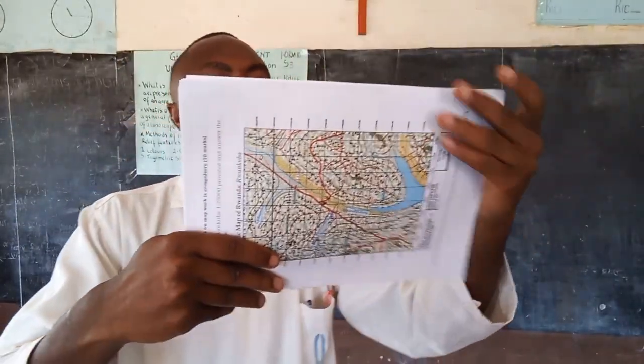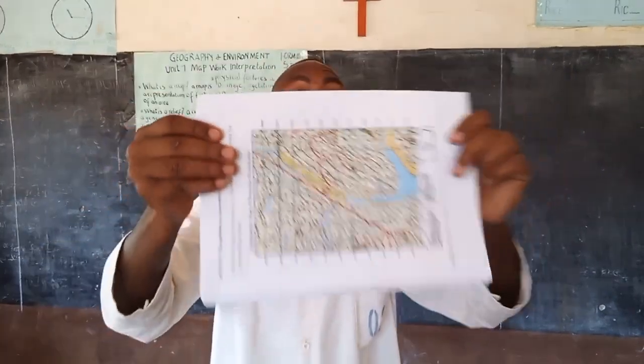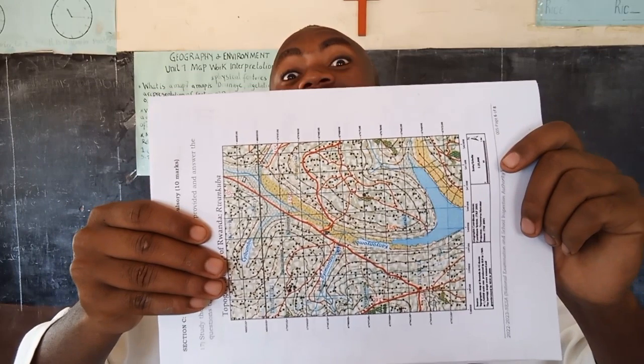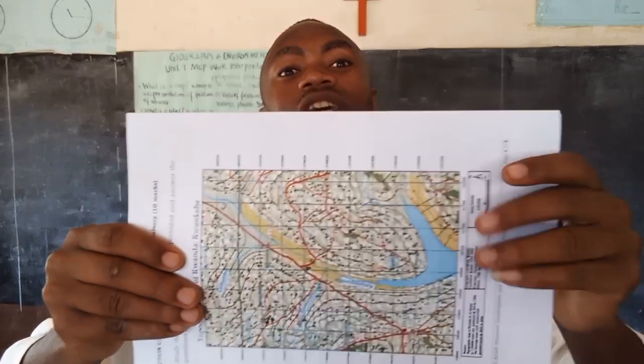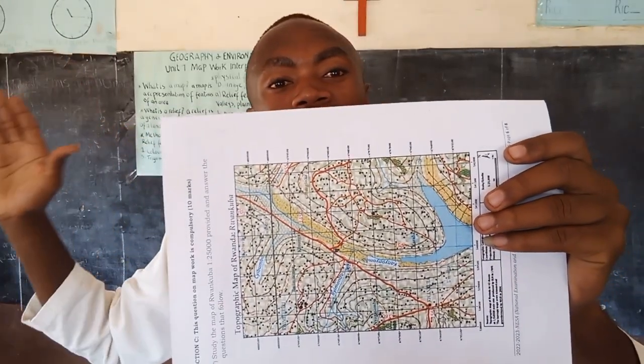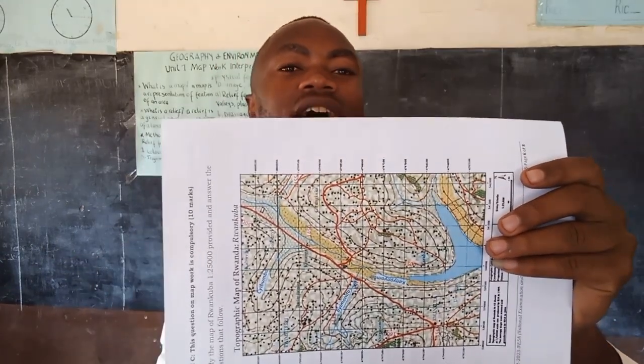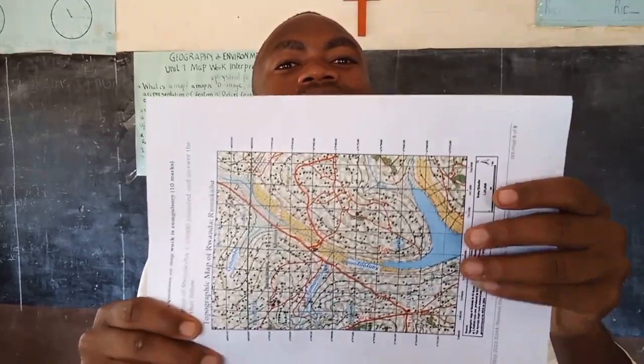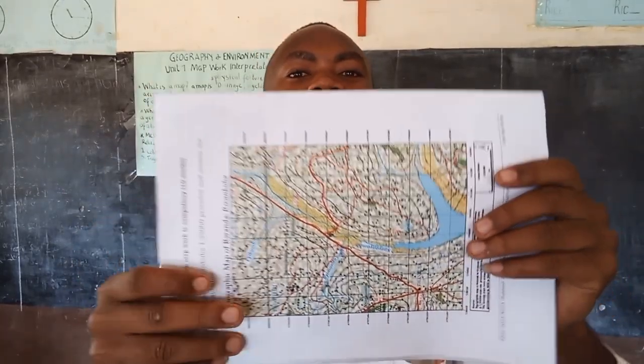Another color to represent: as you see here on the topographical map, it is made of different colors. Each color on a topographical map represents different features on the relief map.